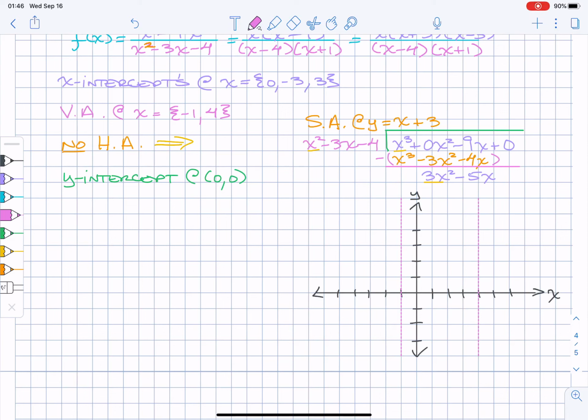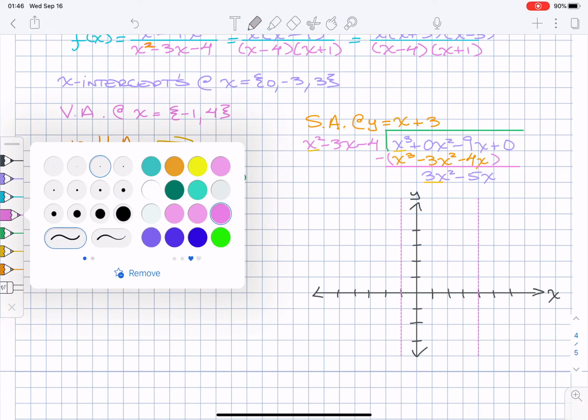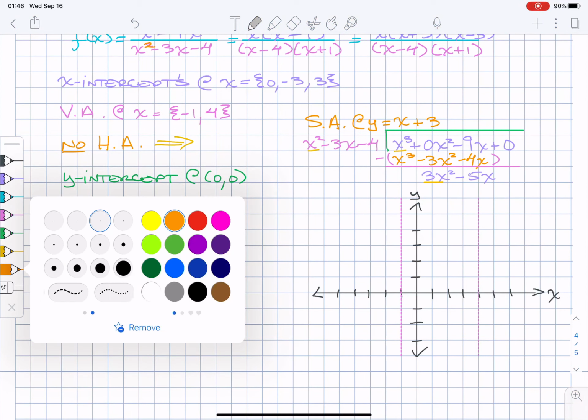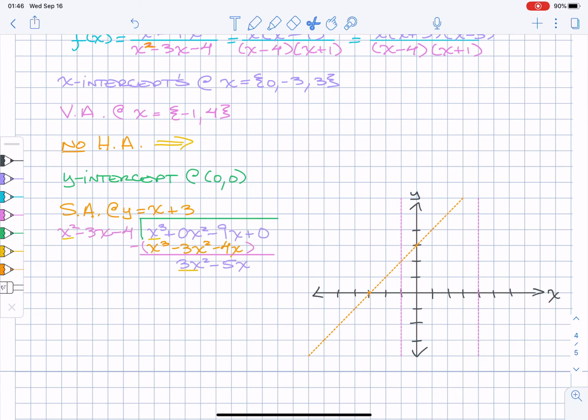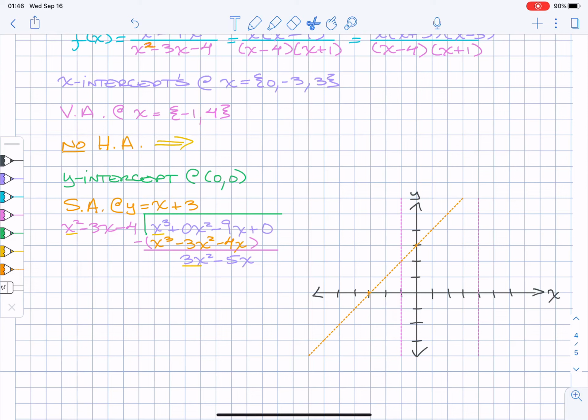I have no horizontal asymptote, but I do have a slant asymptote, so let me show you what that means. So that's a line with y-intercept of 3, slope of 1. So it's going to look something like so. So that's a slant asymptote. Notice it is indeed slanted. Okay. Actually, maybe I should just move this so I can make that a longer slant asymptote and show you where this is coming from.